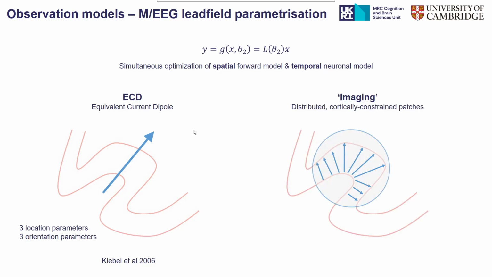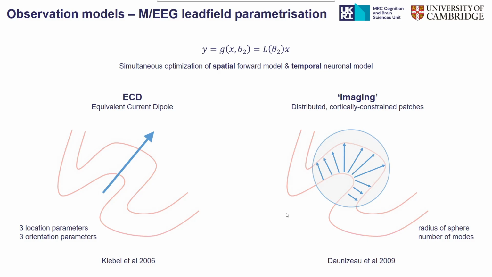The other is the imaging solution, which is a distributed solution, and it involves defining a sphere of a certain radius, within which multiple dipoles on the mesh are constrained to the cortex. Now, the imaging solution can be more appropriate than ECD models when real source activity is in fact distributed locally within a cortical region.